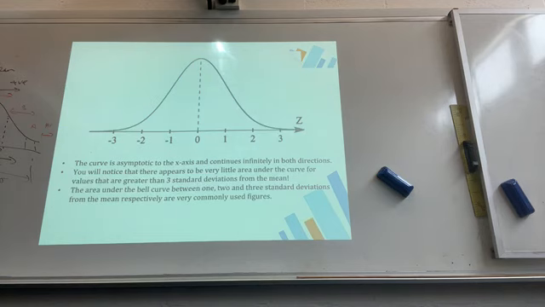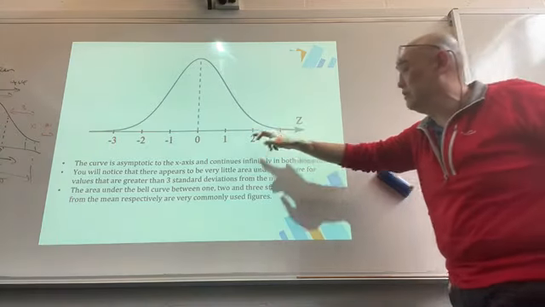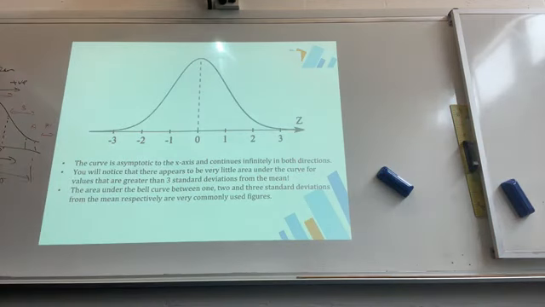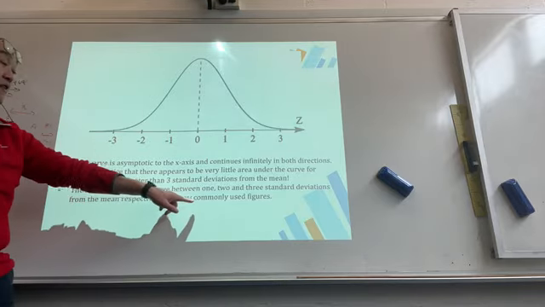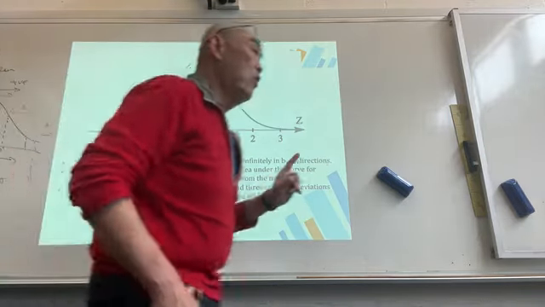Now, go back to this curve again. The curve has an asymptote about the x-axis, and it continues indefinitely in one direction. There is very little area under the curve for values greater than 3 standard deviations from the mean. Very, very little area. The areas under the bell curve between 1, 2, and 3 standard deviations from the mean respectively are very commonly used in figures. So I'm going to show you the next bit.